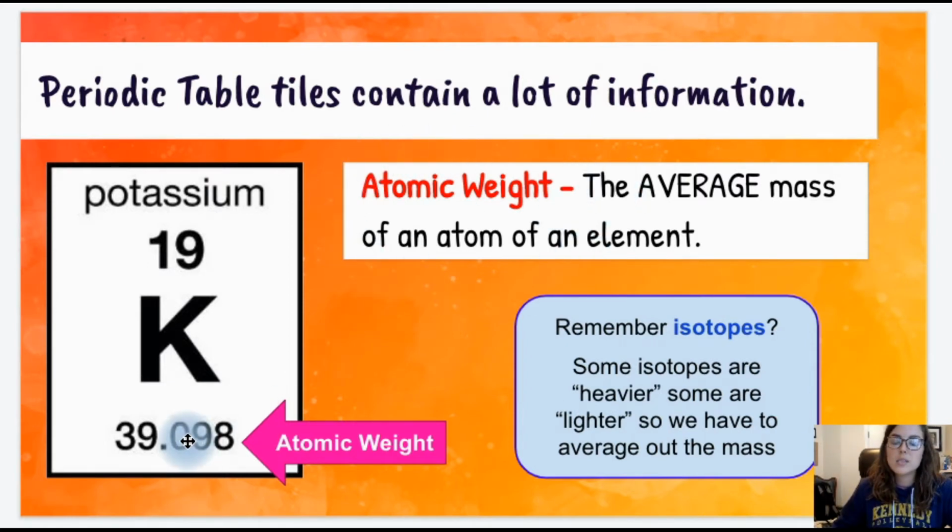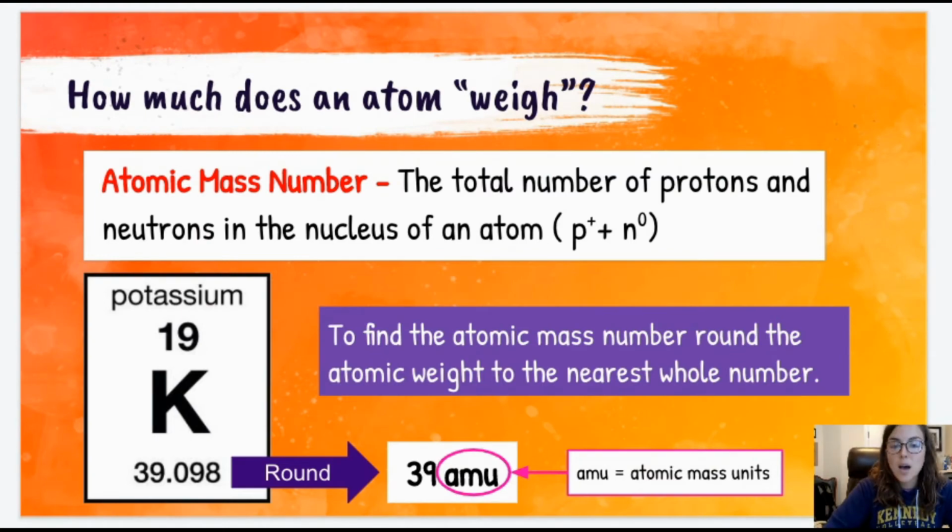Now we're going to use this to find different things about the element, and we need to do something to it to make sure we can use it. We need to make it the atomic mass number. Okay, so the total number of protons and neutrons in the nucleus of an atom is called the atomic mass number. This is not an average, so it's always going to be a whole number. So what we need to do is look at this and round it to the nearest whole number. Well, this is closest to 39, and so potassium's atomic mass number is 39 atomic mass units. That's what AMU stands for.